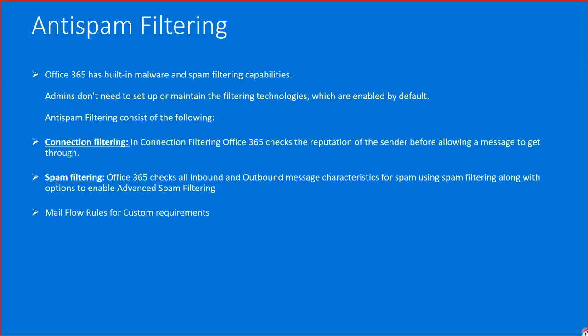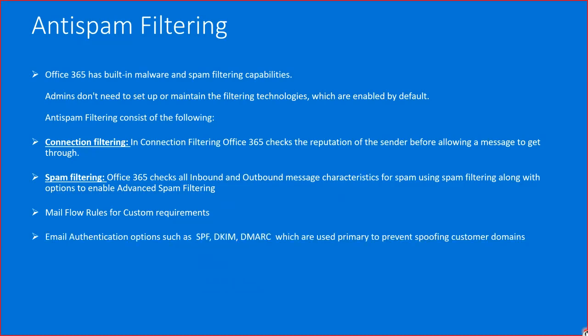Then we have mail flow rules for custom requirements. Again, these are mail flow rules which might be used to set an SCL value for messages coming from a certain sender or from certain IPs. That comes under anti-spam filtering. And anti-spam filtering also uses email authentication to understand the source and to prevent spoofing of customer domains.